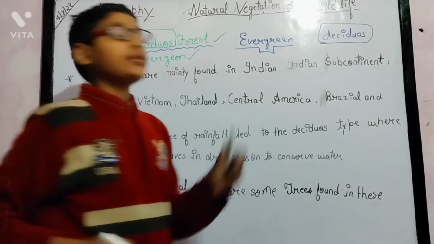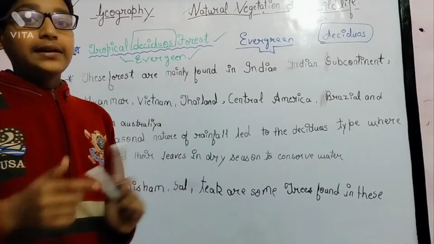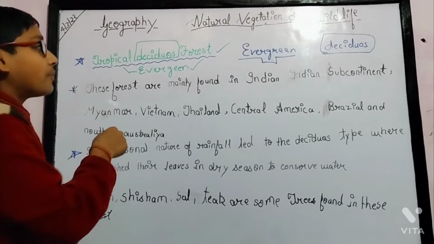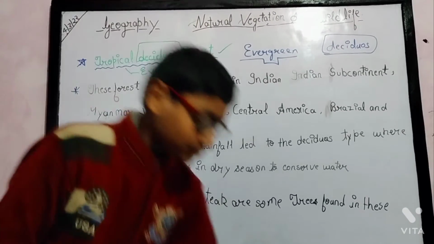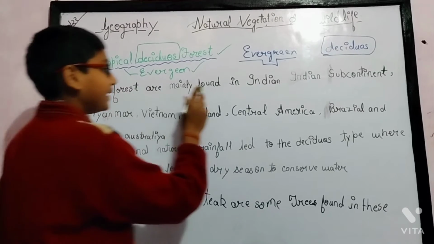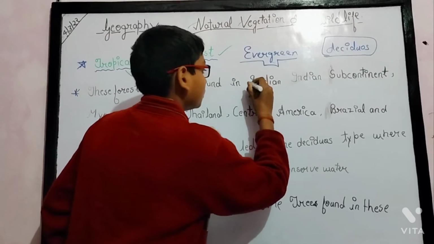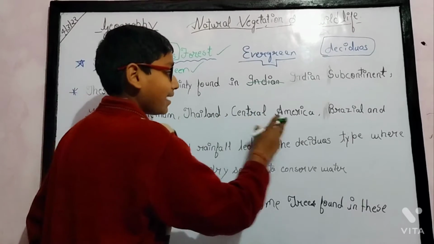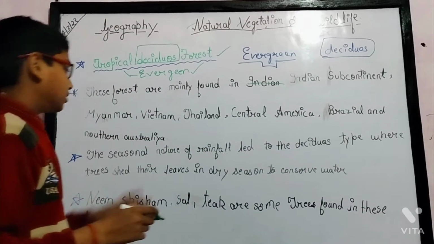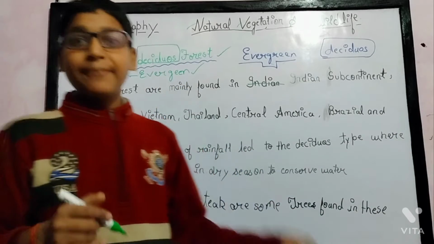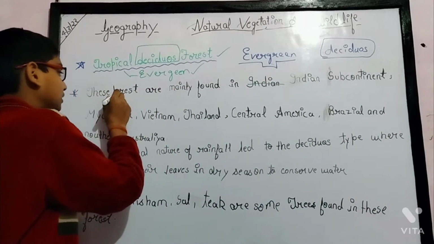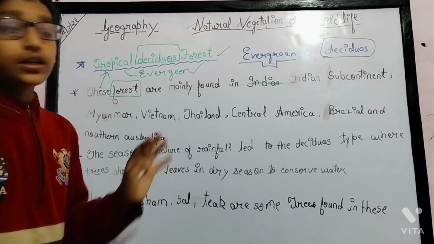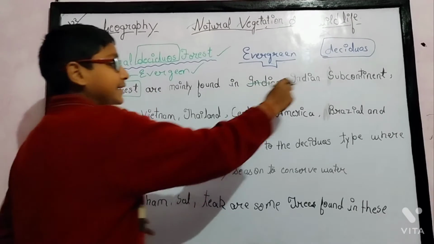I hope you now understand the meaning of evergreen and the difference between evergreen and deciduous. So we will understand the tropical deciduous forest today. These forests are mainly found in the Indian subcontinent, Myanmar, Vietnam, Thailand, Central America, Brazil, and Northern Australia. I will show these places on the map. So these forests, the tropical deciduous forests, are mainly found in the Indian subcontinent.